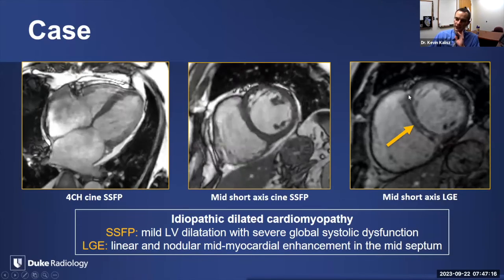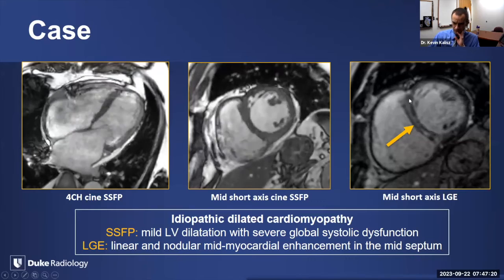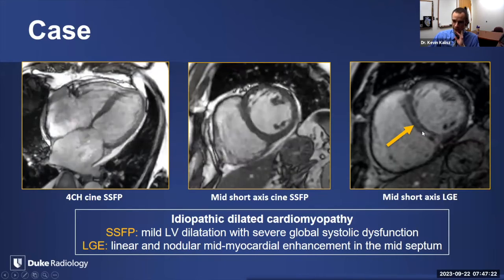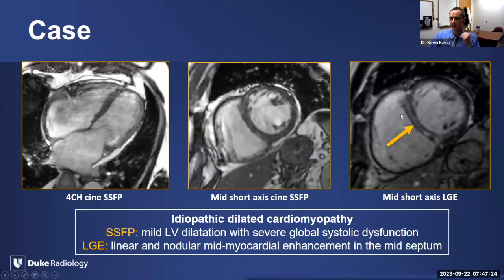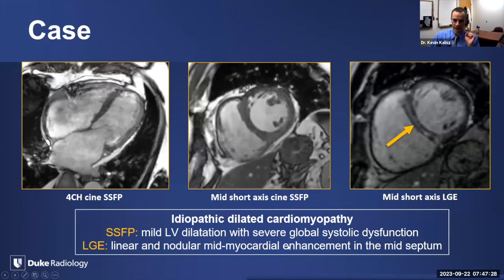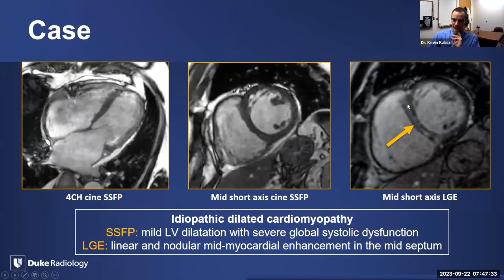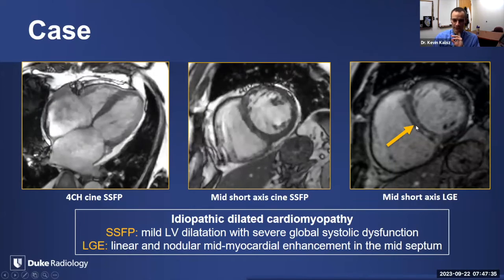And then the LGE here has a somewhat unique pattern in the sense that it's really just involving the septum. We have this linear mid-myocardial delayed enhancement pattern here. So this is pretty pathognomonic or suggestive for idiopathic dilated cardiomyopathy. Certainly not in an ischemic distribution given its mid-myocardial involvement.